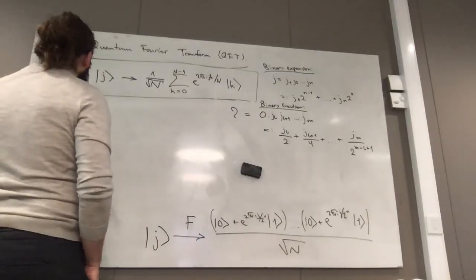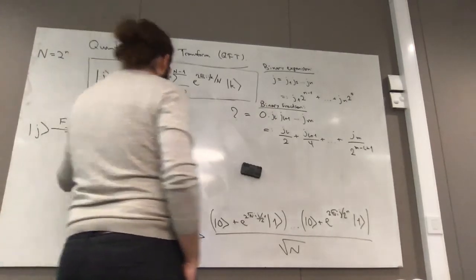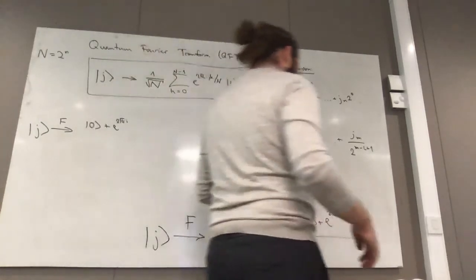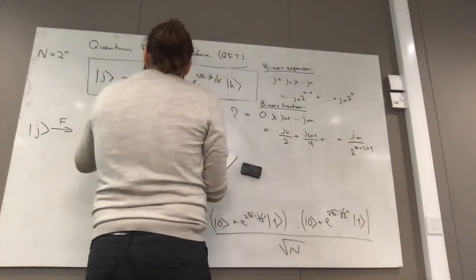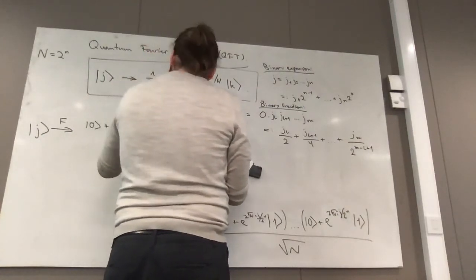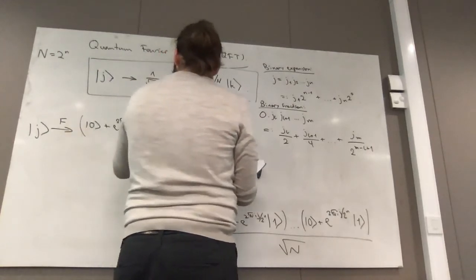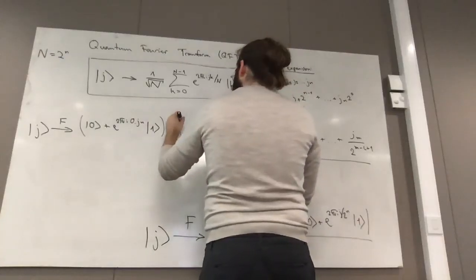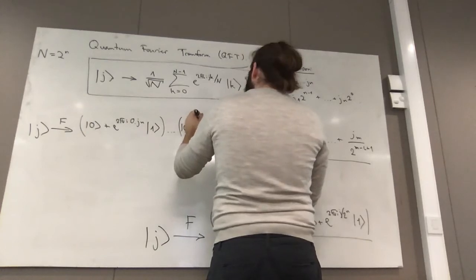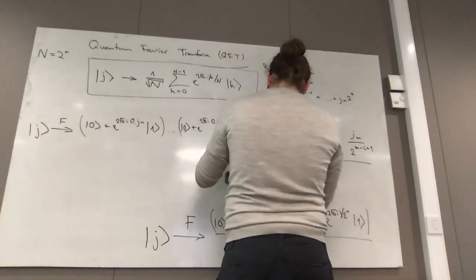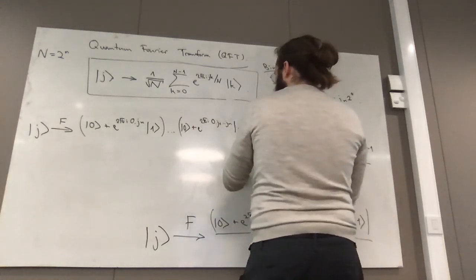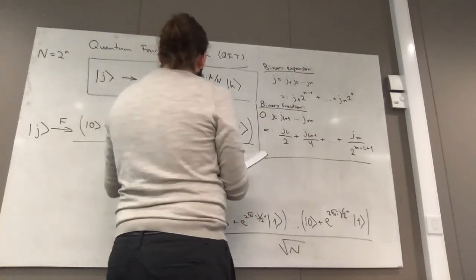The final formula that they write is 0 plus e to the 2 pi i 0.j_n, 1, dot, 0 plus e to the 2 pi i 0.j_1 to j_n, 1, and square root of capital N.